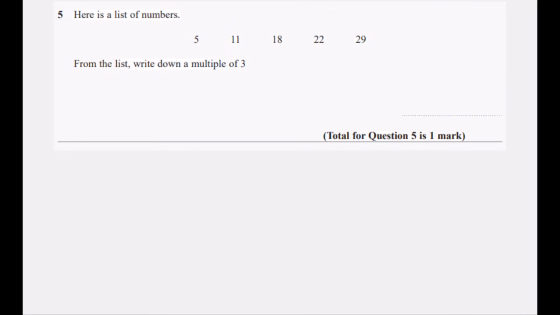Here's a list of numbers for question 5. Write down a multiple of 3. The multiples of 3 are the numbers in the 3 times table. So 3, 6, 9, 12, 15, 18. So 18 is in the 3 times table. It is 3 times 6.